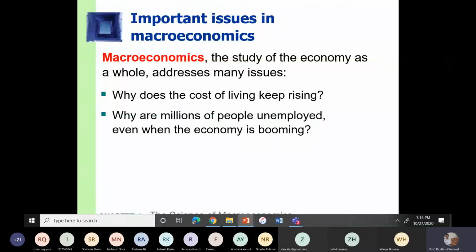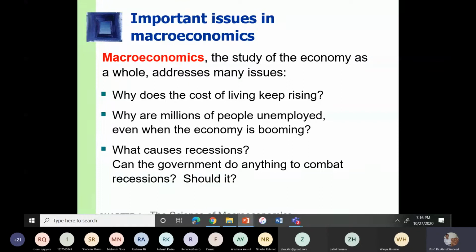Then another macroeconomic issue is that people are unemployed. Okay, and the question is why are millions of people unemployed even when the economy is booming? So we will also discuss the problem of unemployment in this macroeconomics course.